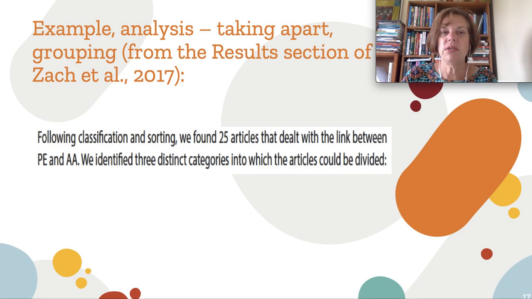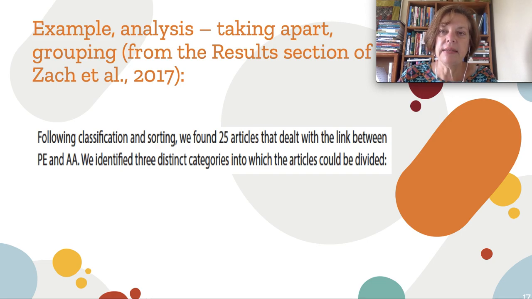So I just wanted to show you what they did in this paper, the Zach et al. 2017 paper. So this was in the results section of their paper, but they do this all the way through. It's written in the introduction, it's all the way through. So what they did was they found 25 articles that dealt with the link between physical education and academic achievement. Then they read each of those articles. They did individual critiques of each of those articles.